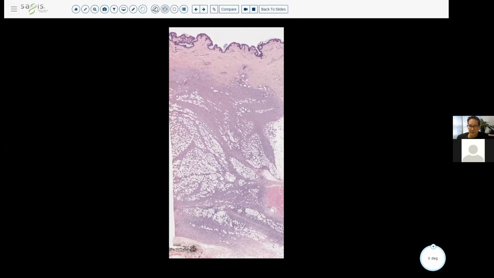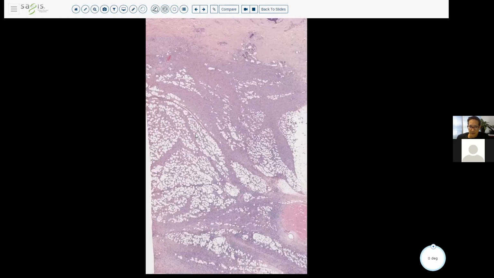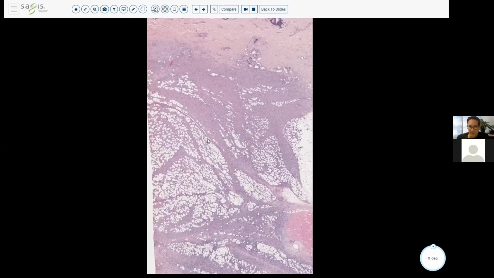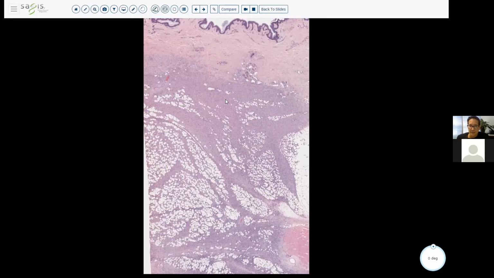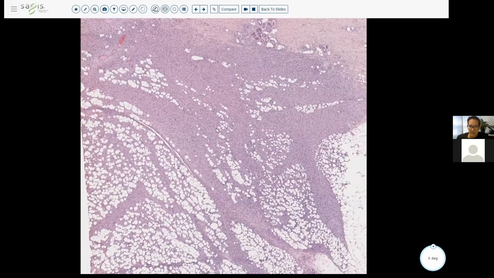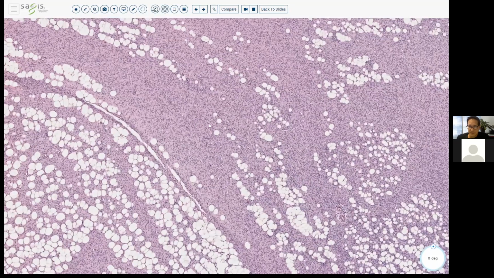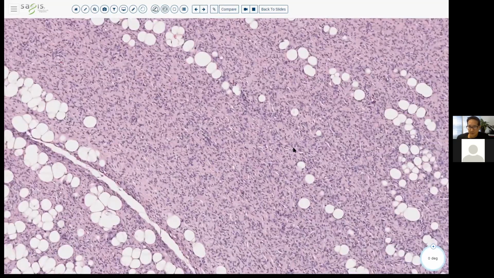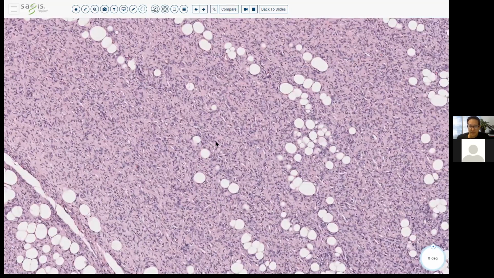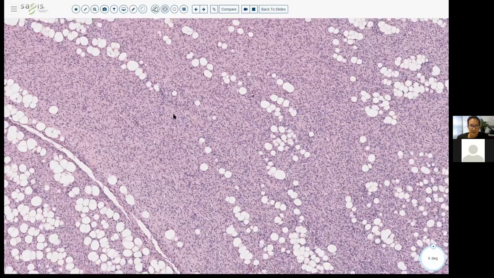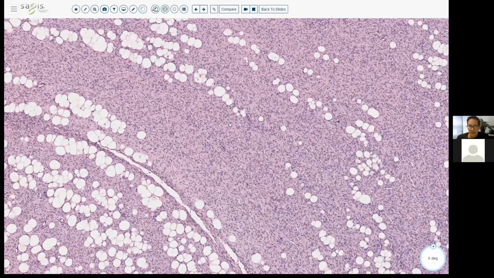Again, we have a proliferation here in the dermis, but notice how it's going down into the subcutaneous fat. Actually, it's wrapping around individual adipocytes. It's quite deep. If we zoom in again, these are small spindle cells. If you look around, they're not particularly pleomorphic. We don't have areas of necrosis, okay?